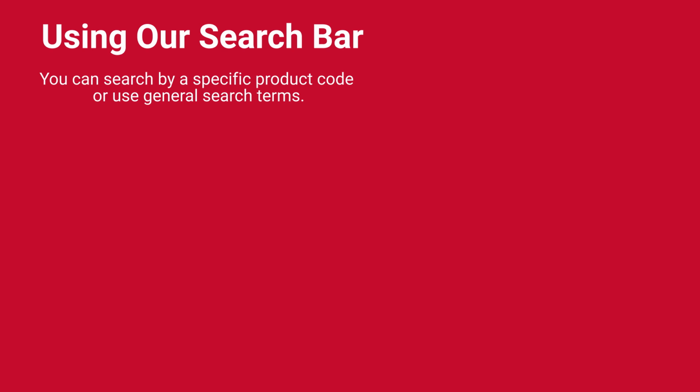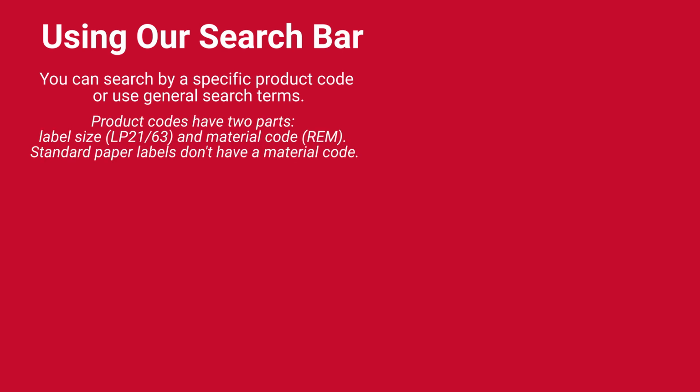Using our search bar, you can search by a specific product code or use general search terms. Product codes have two parts, a label size, like LP21/63, and a material code, like REM. Standard paper labels don't have a material code.